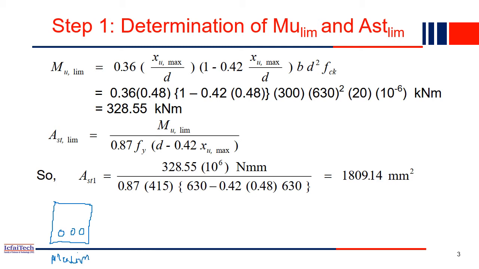So this section, the singly reinforced section, section 1, can generate a maximum of Mu,lim. But how much moment is acting? A moment of something like 482 kilonewton meter is acting on our beam in this example. So the singly reinforced section has a limitation, because the moment cannot increase beyond Mu,lim.